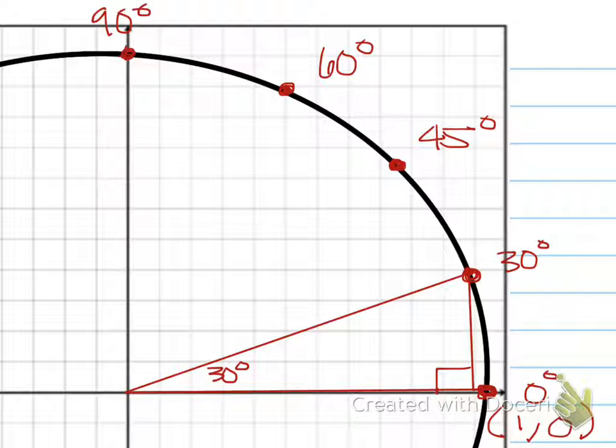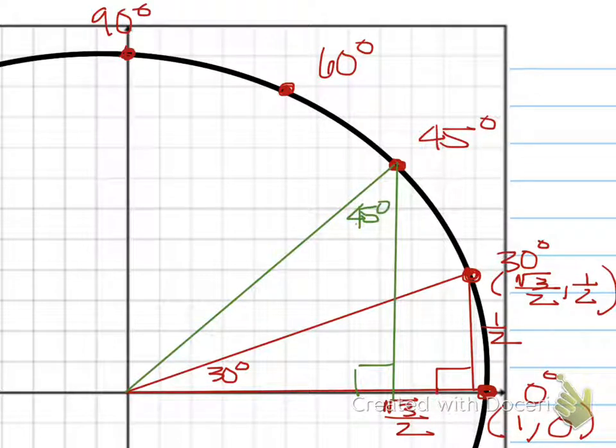Moving on to the 30 degree angle, if we drew a line straight down to the x-axis, we get a 30, 60, 90 degree triangle. And we just determined on the previous slide that if the hypotenuse is 1, the short leg is 1/2, and the long leg would be the square root of 3 over 2. So the x-coordinate of that point would be root 3 over 2. The y-coordinate would be 1/2.